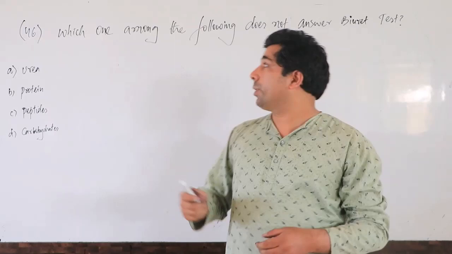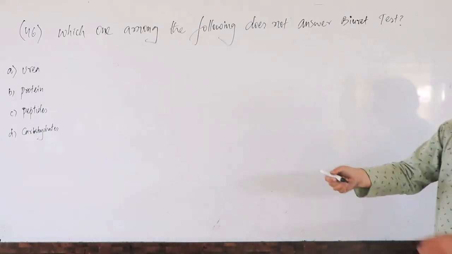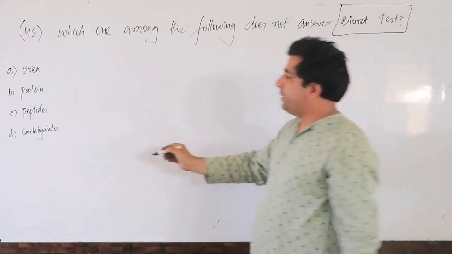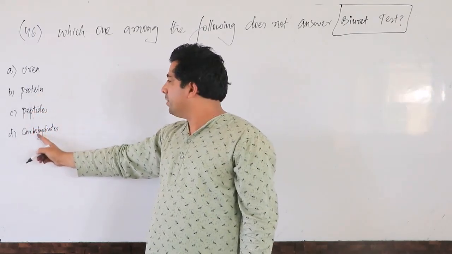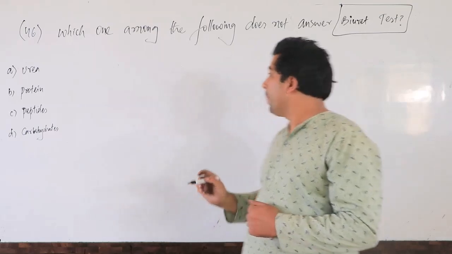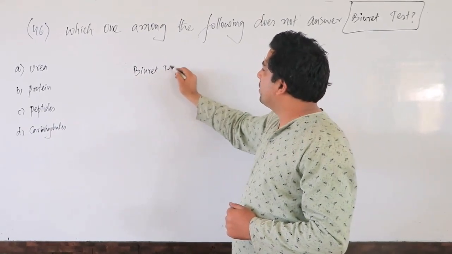Dear friends, let's go to question number 46. Which one among the following does not answer the biuret test out of all these? Urea, protein, peptide or carbohydrate? My dear friends, if you look, what is a biuret test actually? Biuret test.